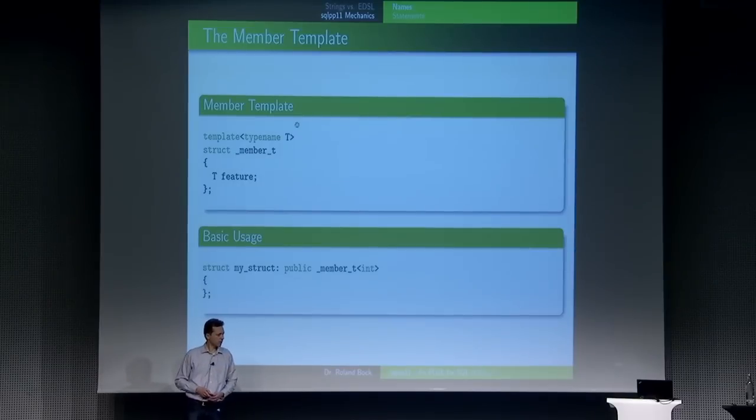Now, how do you use that? Well, you can use it like this. You inherit from an instance of this template. What you now have is that my struct has a member which is called feature, and in this case has a type int. Okay, everybody following?